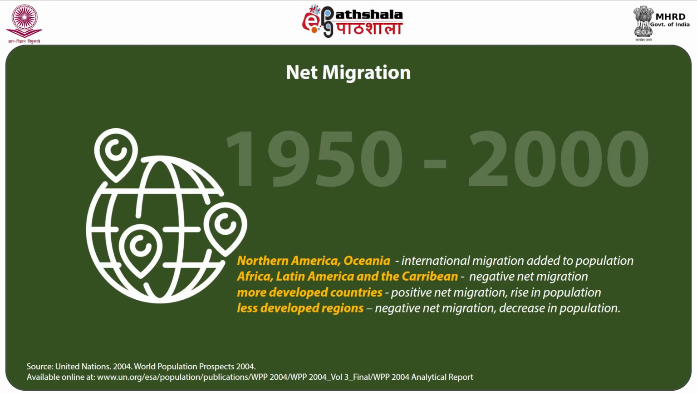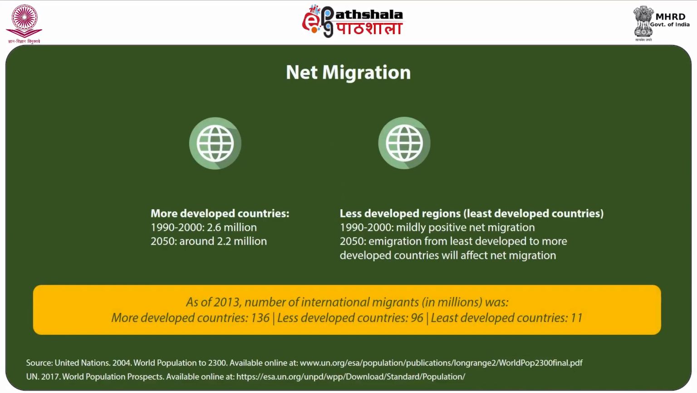More developed countries, no doubt, have experienced a positive net migration, which is mainly due to a rise in population, whereas in the case of less developed regions, there is a negative net migration and also a decrease in the population. What it clearly indicates is the net migration figures annually. If we look at the data between 1990 to 2000, in more developed regions it is to the extent of 2.6 million, whereas projections show that it is going to be reduced to 2.2 million by 2050.